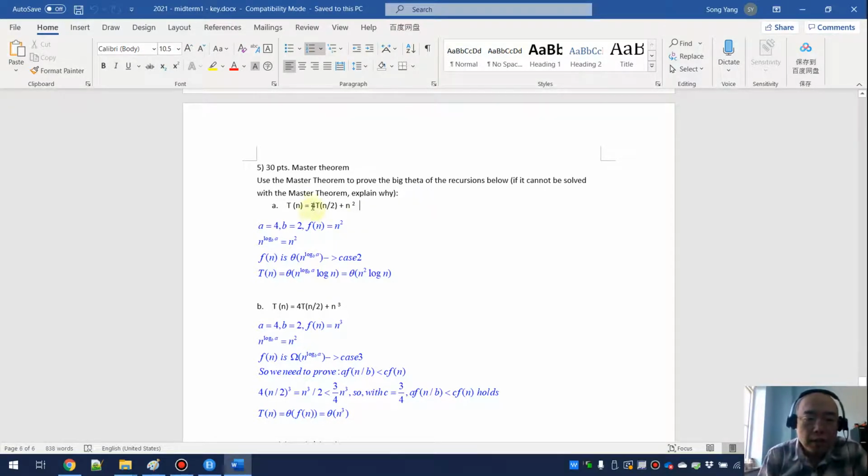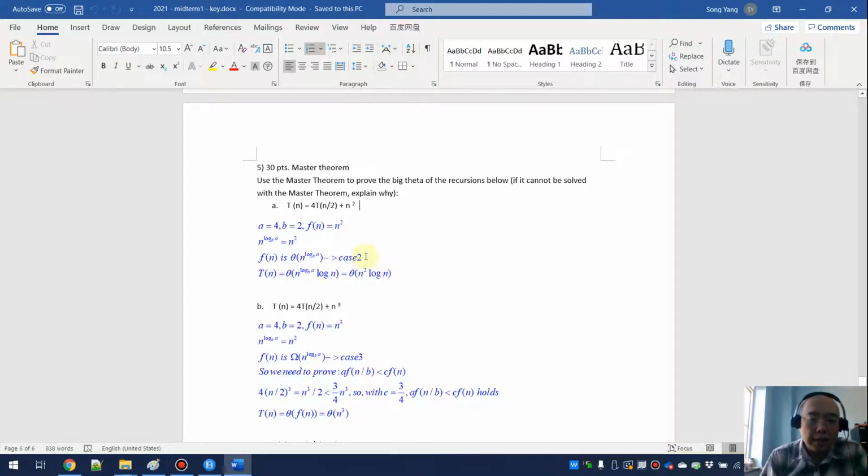Okay, so a is 4, b is 2, and f(n) is n squared. Okay, and then the next part: what is n to the power log_b a? It is n squared. So now you have f(n) to be n squared, and n to the power log_b a is also n squared. So those two grow the same. The growth of those two curves are exactly the same.